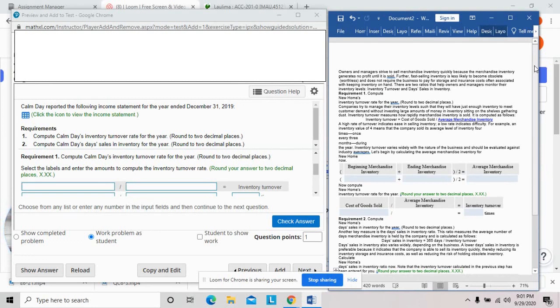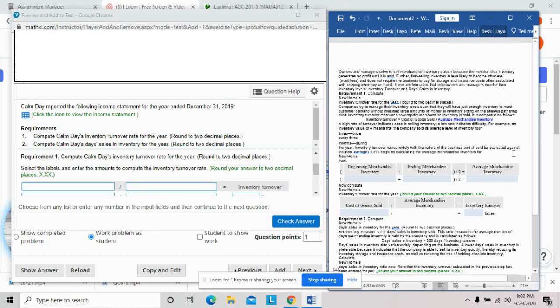Inventory turnover is equal to the cost of goods sold divided by average merchandise inventory. A high rate of turnover indicates the ease in selling inventory, and a low rate indicates difficulty. So you have a high sell rate, a high rate, and a low sell rate, a low rate. For example, an inventory turnover of 4 means that the company sold its average level of inventory 4 times, once every 3 months during the year. Inventory turnover varies widely with the nature of the business and should be evaluated against the industry averages. So if you're an investor, you always look at and compare the ratios on the financial statements provided.